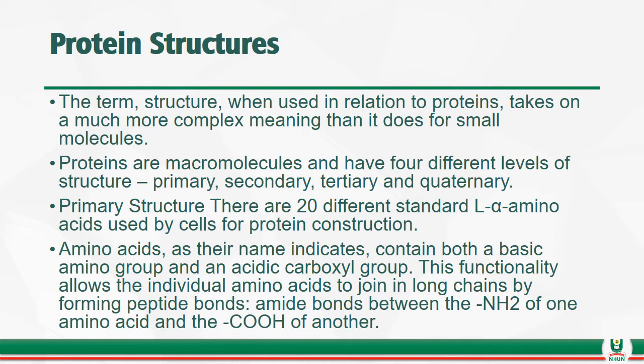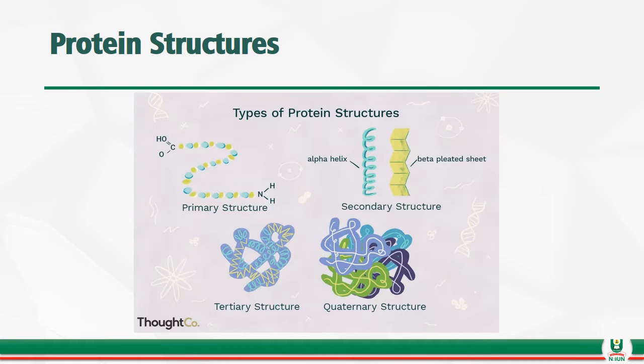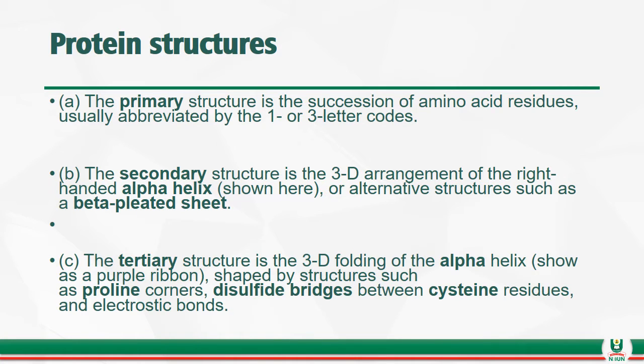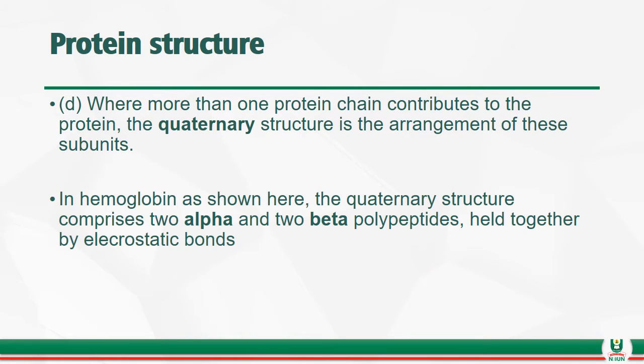Then after that, we're going to look at protein structures, the types of protein structures we have. We have the primary structure, which is a succession of amino acid residues, usually abbreviated by the 1- or 3-letter codes. Then you have the secondary structure, which is the 3D arrangement of the right-handed alpha helix, or alternative structures such as a beta pleated sheet. Then you have the tertiary structure, which is the 3D folding of the alpha helix. And they also have the quaternary structure, which is the arrangement of these subunits.